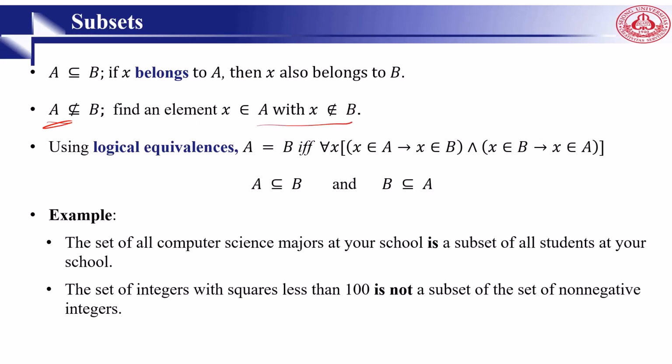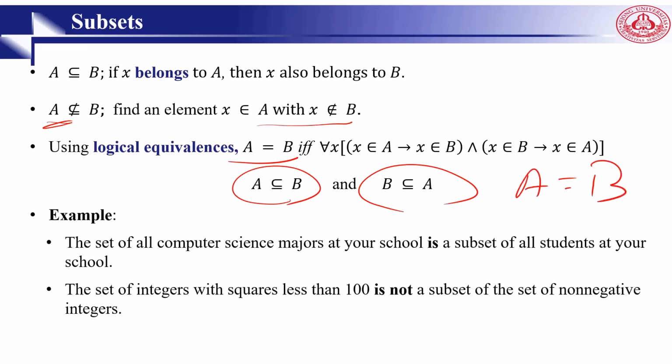So in here, such an x is a counterexample to the claim, since x is in A but is not in B. We can use logical equivalences as we learned already. A equals B if and only if for all x, x is in A implies x in B, and x in B implies x in A. It means same, right? As you can see, A is a subset of B and B is a subset of A. It means A equals B. For example, the set of all computer science majors at your school is a subset of all students. Yes, this is correct. The set of integers with score less than 100 is not a subset of the non-negative integers.